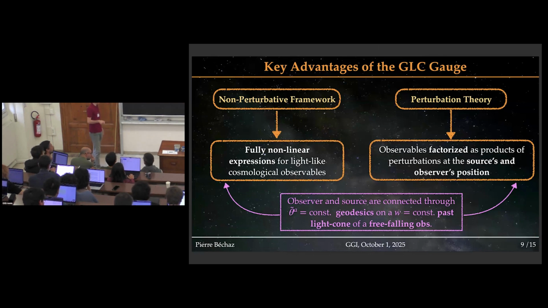And let me stress once again that this is due to the key fact valid in the GLC gauge that observer and source are connected by means of theta constant geodesics, which are living on a w equal constant past light cone associated with a free-falling observer.